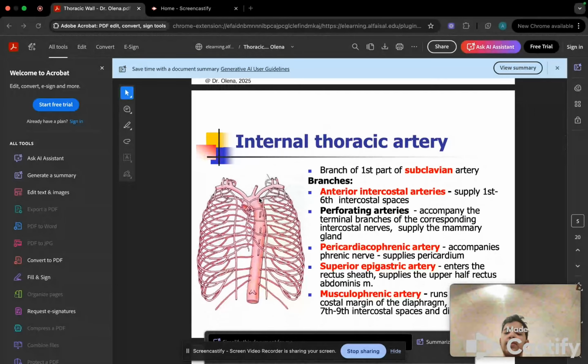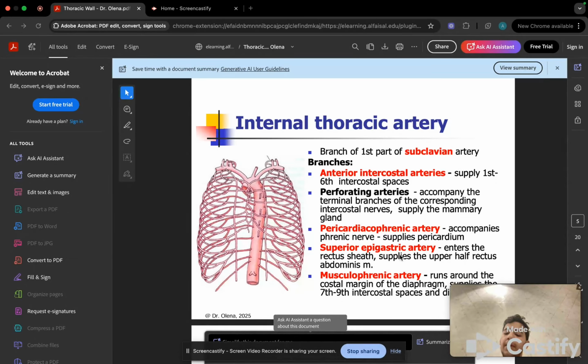So as we said, there's the internal thoracic, and then one of its branches is the musculophrenic, but then it also has other branches, the perforating arteries, which accompany the nerves into the mammary gland. What is the mammary gland? Your breast. So the skin, and then what is that gland? That's where the perforating artery goes to, or branches off to. And then you have the pericardiophrenic artery. So you have the phrenic nerve, and then you have the pericardiophrenic artery going with the phrenic nerve into that area.